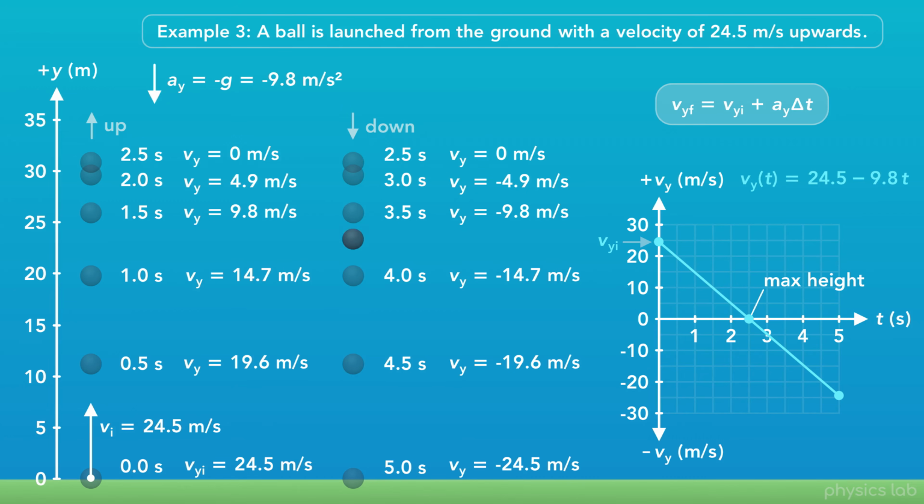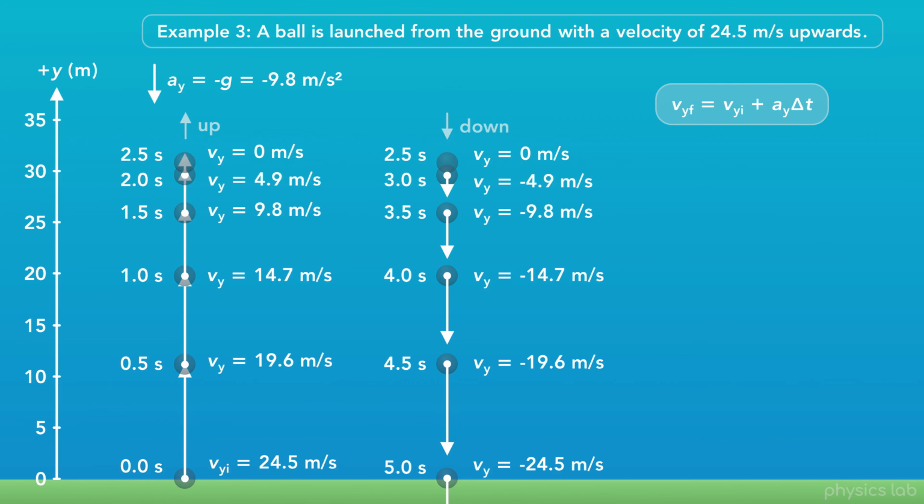After that point, the ball begins to fall down and the velocity reverses direction. On the way down, the acceleration acts in the same direction as the velocity, so it speeds up as it falls. The graph is a straight line that crosses the horizontal axis at one point. So if we're looking for the time when the ball is at the maximum height, we're just solving this equation for the time when the graph crosses the horizontal axis and the y velocity is 0.